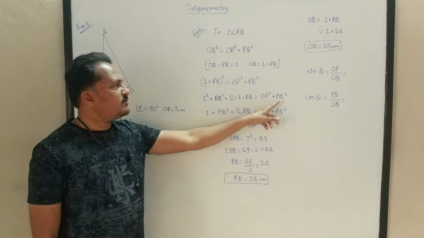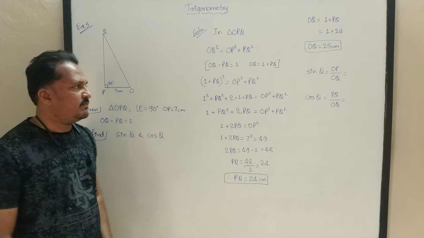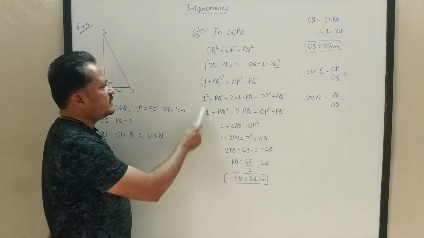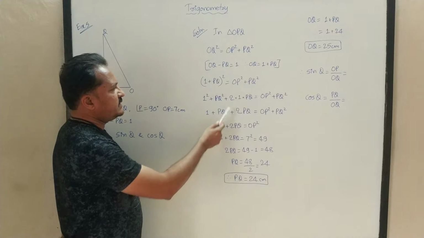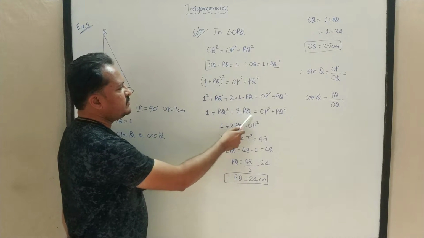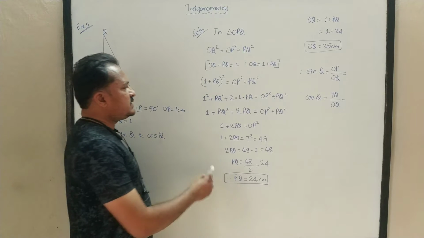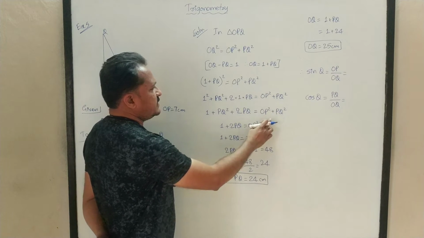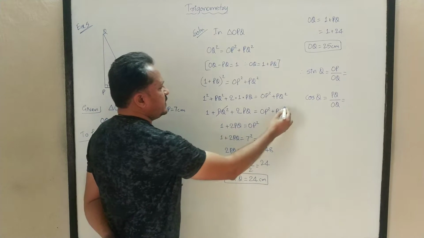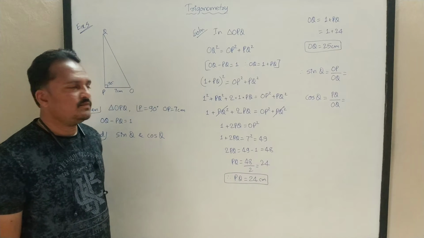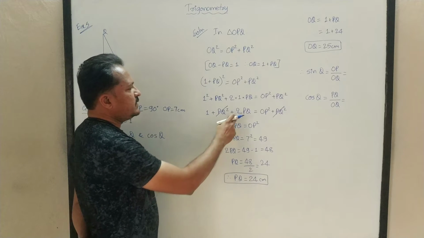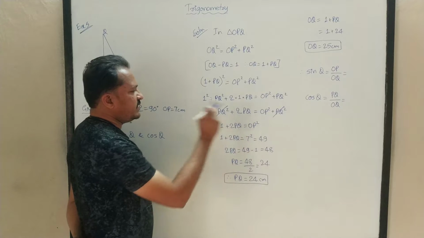And here RHS is OP square plus PQ square, the same. Next, here 1 square is 1, PQ square as it is, 2 into 1 into PQ, that is 2PQ. Next, RHS is also the same here. This PQ square and PQ square get cancelled. Then we will be left with 1, 2PQ and OP square.